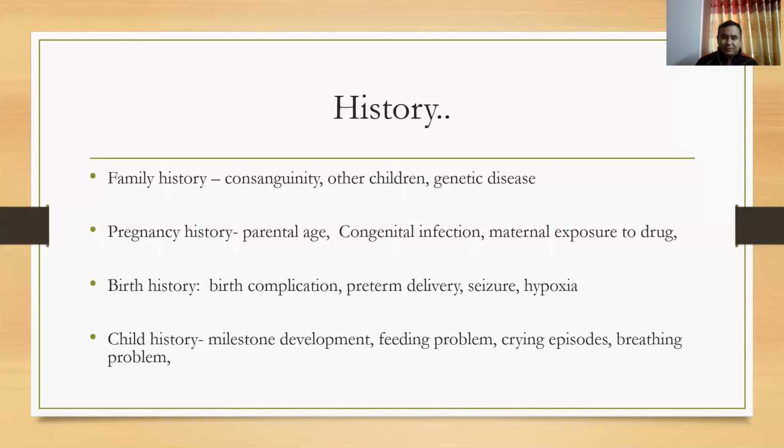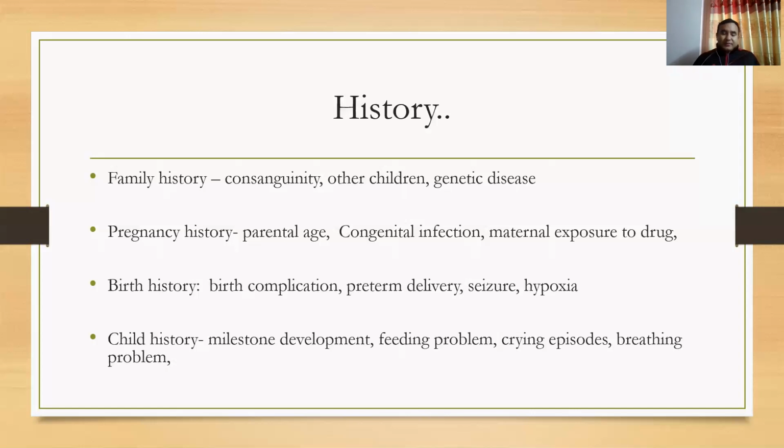Regarding the birth history, as we saw, one of the causes of hypotonia in the child is hypoxic ischemic encephalopathy. Definitely, we need to ask about birth complications, whether there was prolonged labor or not, whether there was preterm rupture of the membranes or not, and whether the child was delivered prematurely or not. And we should always ask about seizures, because they can give us a clue towards a central cause.